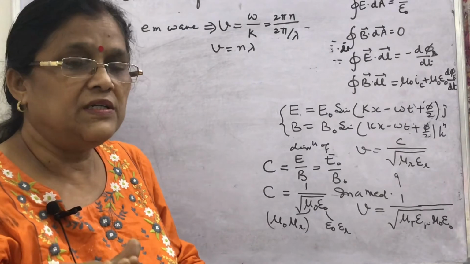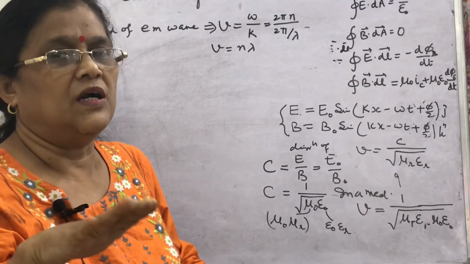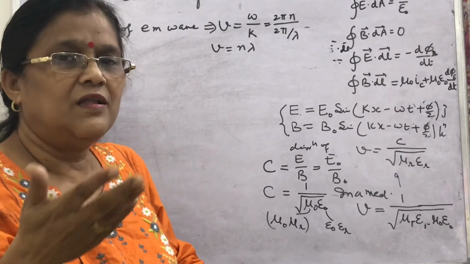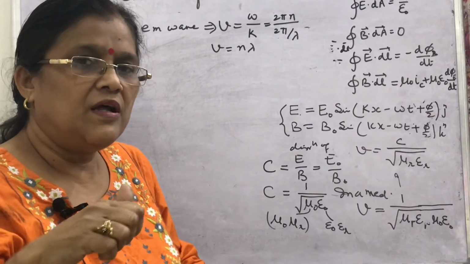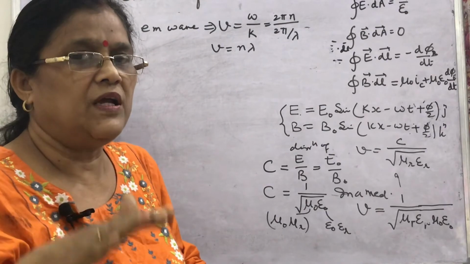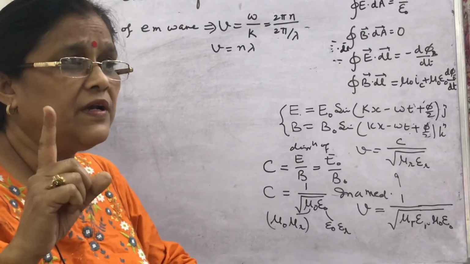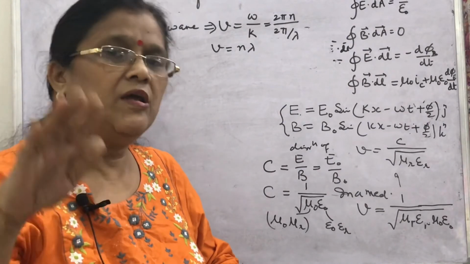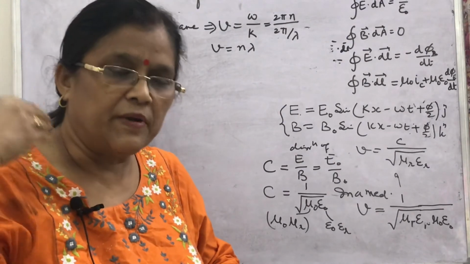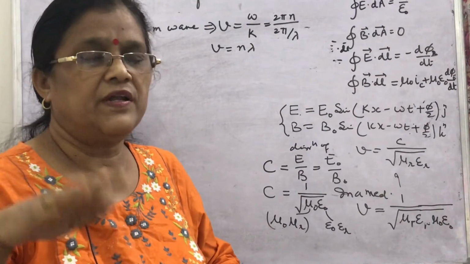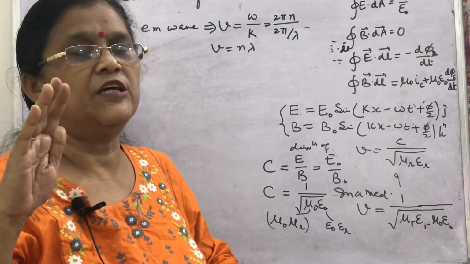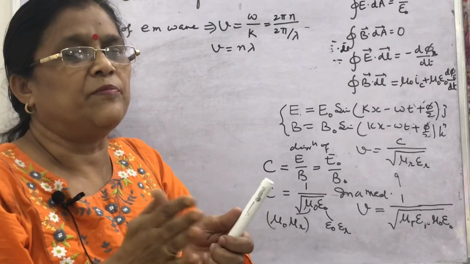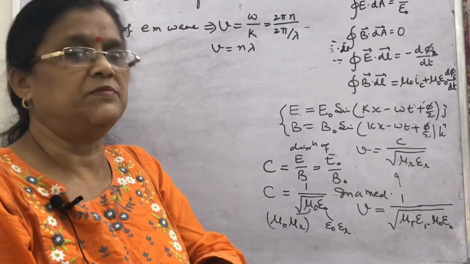What properties did the Hertz experiment give? After the experiment, what were the properties of EM waves? Number one, EM waves can be polarized, can be diffracted, interference takes place, diffraction can take place, reflection, refraction. These are all the wave-like properties EM waves also have.